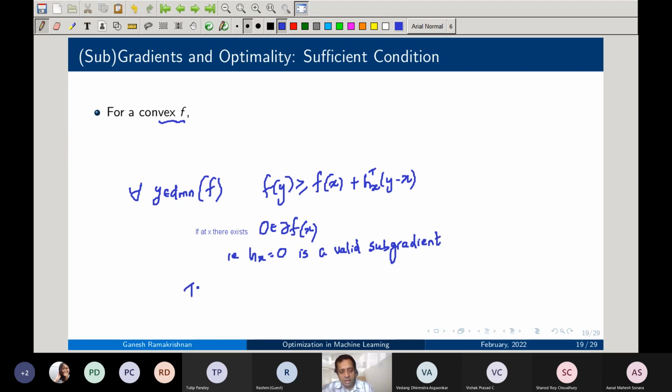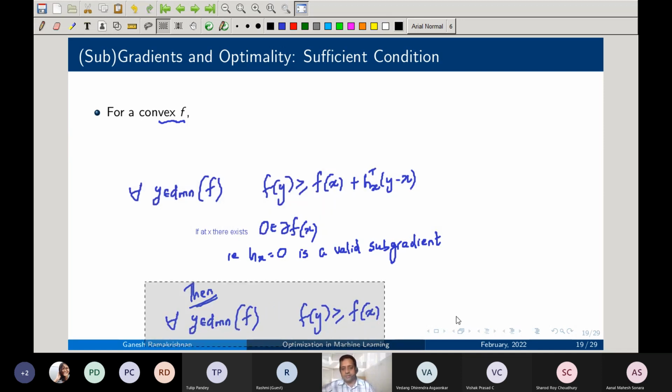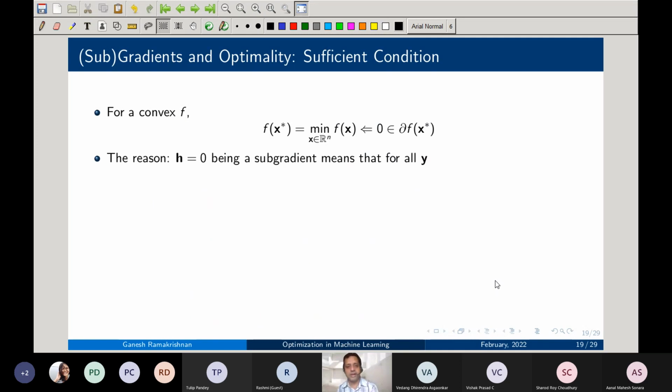Then what can I say? Again I'll be very conscious, I'll just copy this whole thing. Everything is the same except that f of y is greater than or equal to f of x for all y in the domain of f. This is the key. So then that basically is now showing that x is a local minimum. Okay, so it's just saying the same thing again.